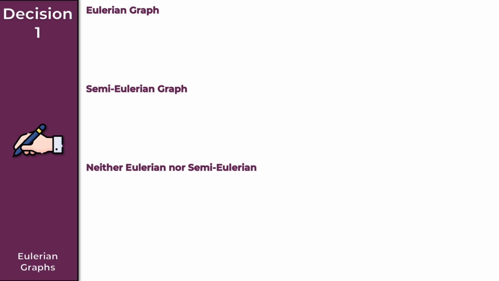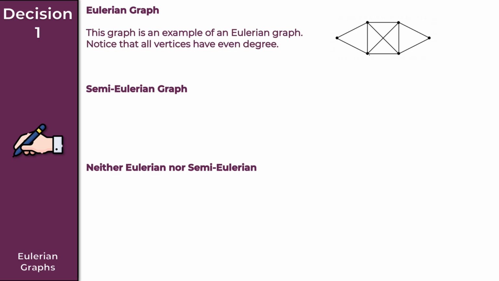To get us started, we have an Eulerian graph. Notice that all the vertices of this graph have even degree. This vertex has degree 2, this vertex has degree 4, and the same is true for these three vertices. Finally, this vertex also has degree 2. So all the vertices have even degree, and that makes this graph an Eulerian graph.